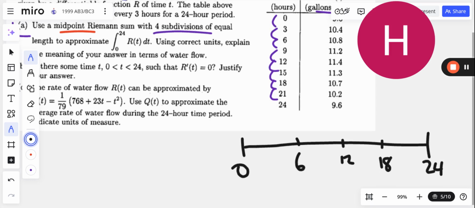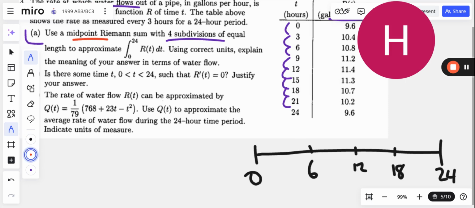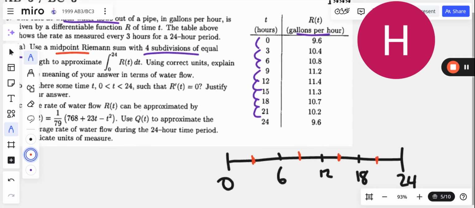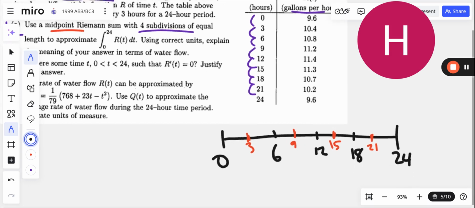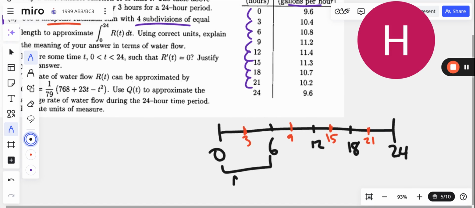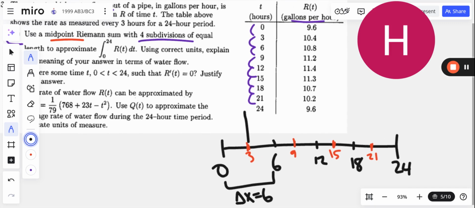But they want us to use midpoint approximations. So that means we're going to be using the midpoint in order to determine the height of these rectangle approximations. So really we're going to be approximating at 3 and 9 and 15 and 21. But the width of these rectangles is 6. The height, however, like I said, is determined by these midpoints, not at 6, 12, 18, and 24.